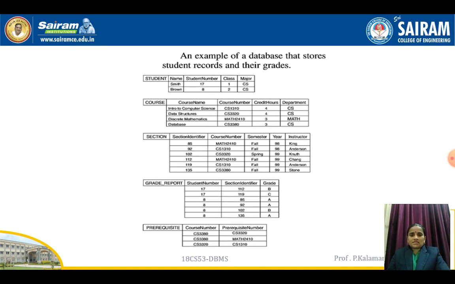This is a simple example of a college database. We have student name, student number, class, major, and then course: the course name, course number, and so on. Section identifier, course number, and so on. Grade report and prerequisite. This is the collection of data for a university or college. This is called a database system. It has various objects, student, course objects, and so on, and along with that the characteristics of those objects: name, student number, class, major, and so on.